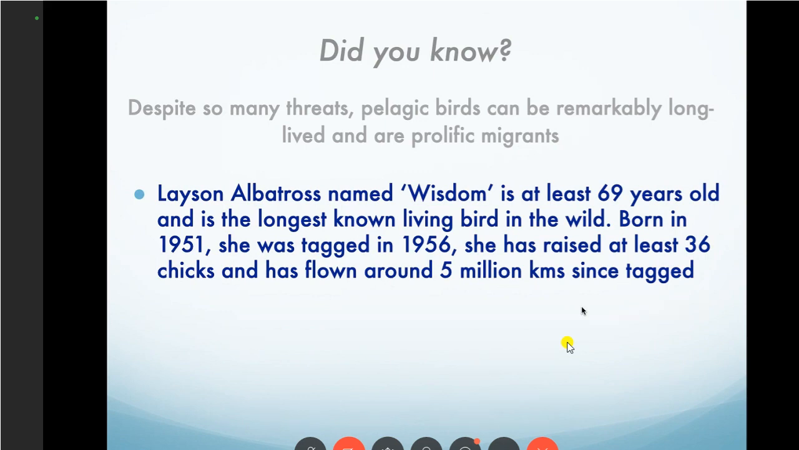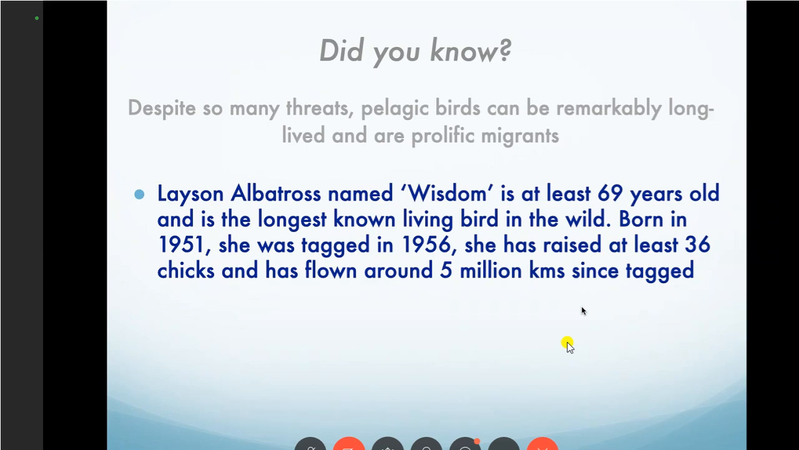million kilometers since tag. So this tag was done on, again, the island of Midway Atoll, the breeding colony that we saw the image of. It is there in the Pacific, and the bird was tagged in 1956. The bird is 2020 now. So the bird is at least 69 years old.